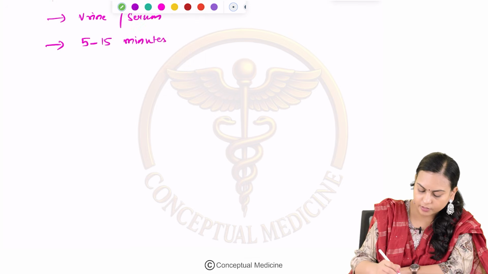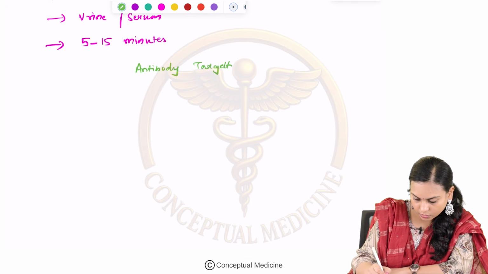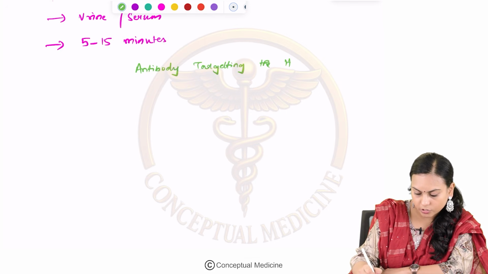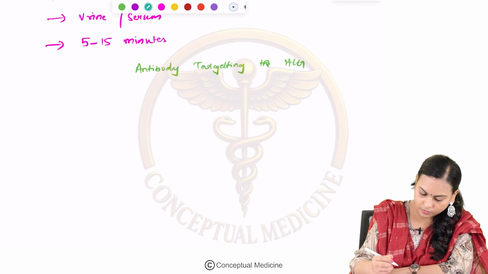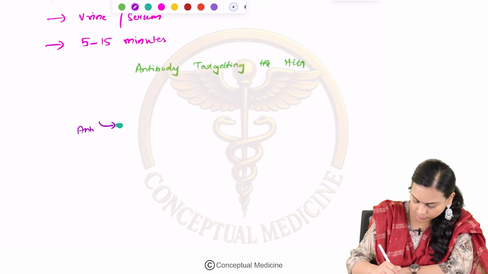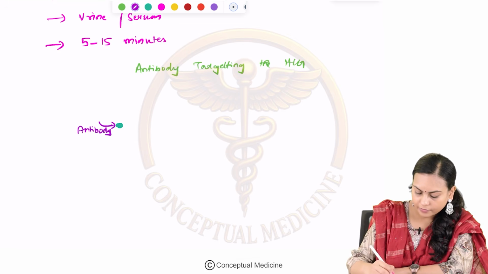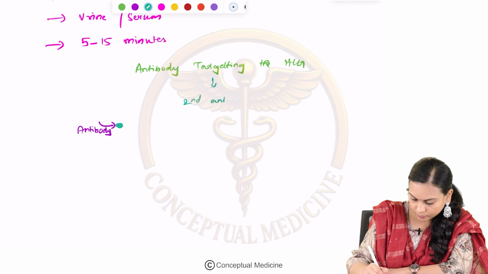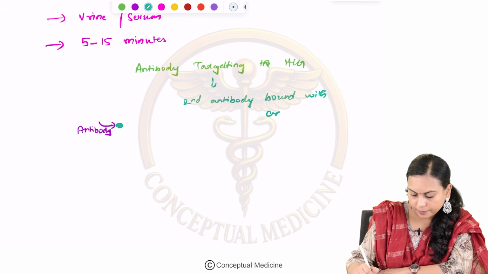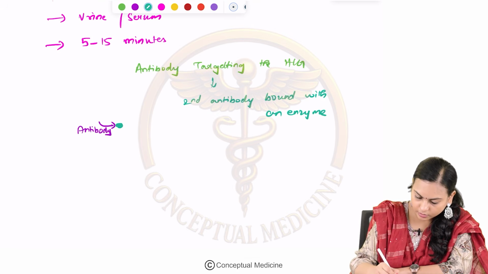What we are going to do is, first we are going to send an antibody targeting the HCG. So there is HCG. This antibody is going to bind to this. Now after this, we are going to send a second antibody bound with an enzyme. So there is a second antibody bound with the enzyme.